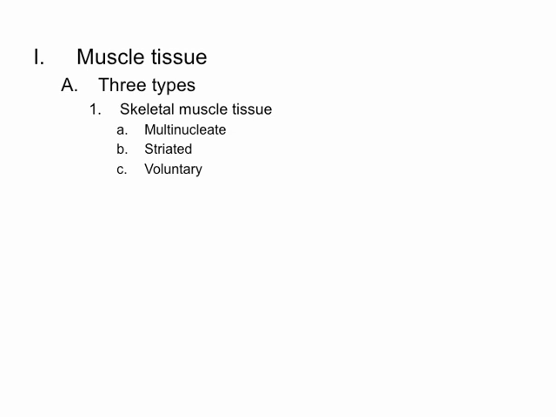Skeletal muscle tissue is also voluntary. That means that you can decide when you want to contract a skeletal muscle. For example, your biceps brachii. You can decide you want to contract it and pull it up and flex your forearm.